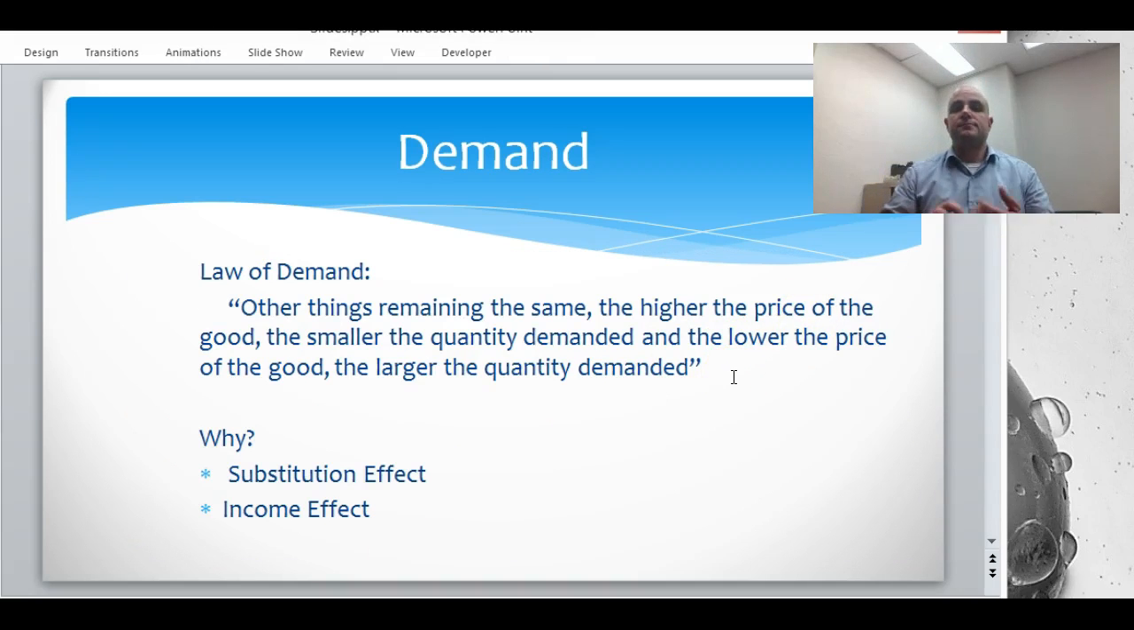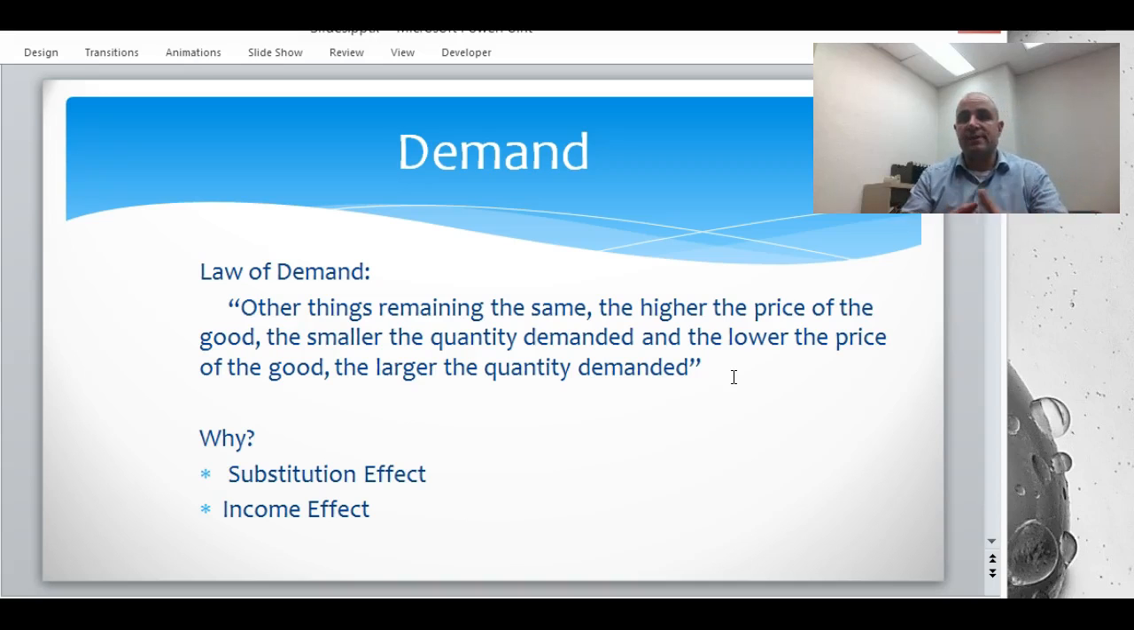So now, the law of demand. What does that mean? The law of demand, and this kind of has it written here, it says other things remaining the same, talk about that a little more later, the higher the price of a good, the smaller the quantity demanded. And the lower the price of the good, the higher the quantity demanded. So it basically describes this inverse relationship. So as price goes up, quantity demanded goes down. As price goes down, quantity demanded goes up.